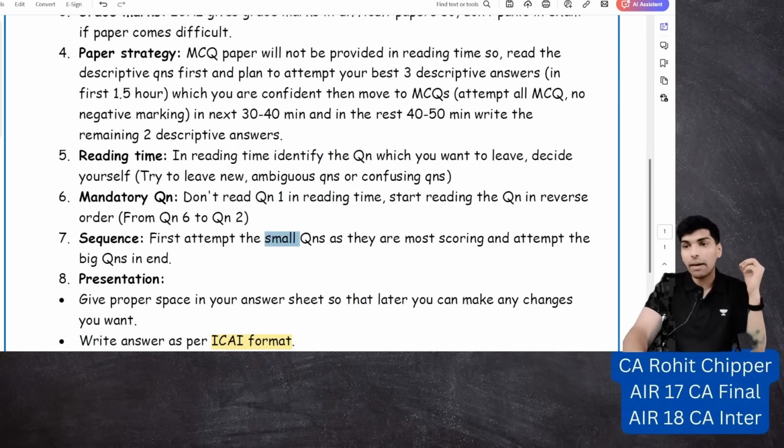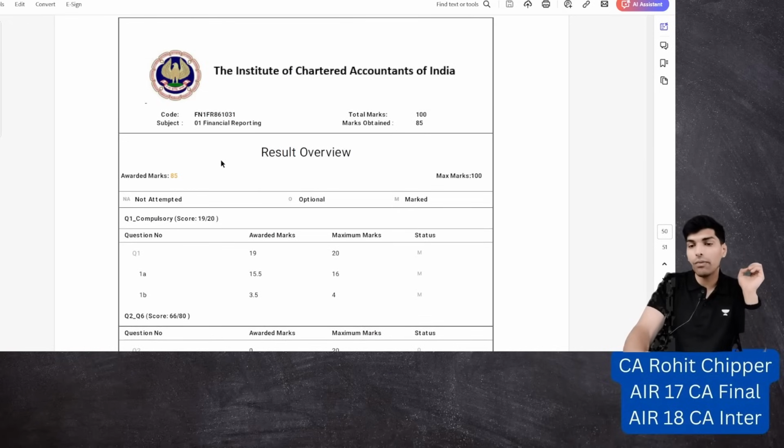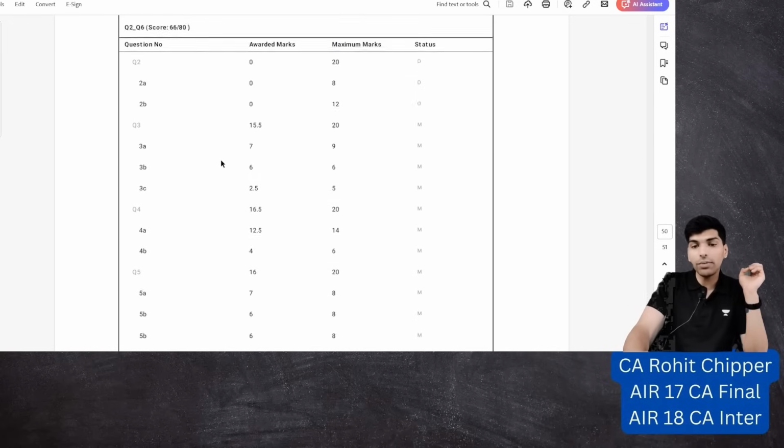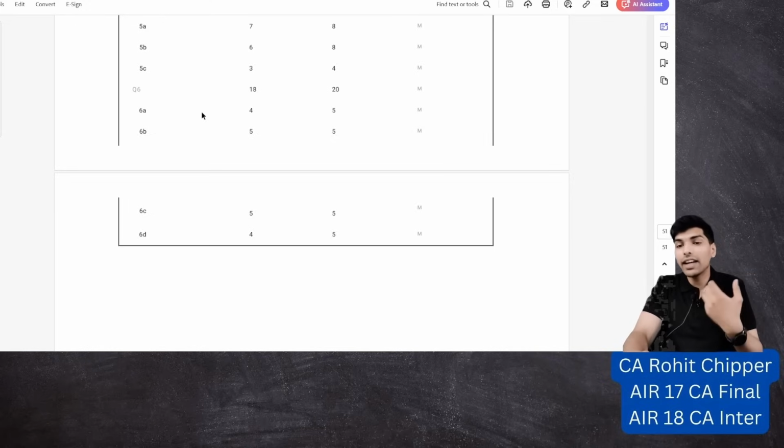If I show you an example, this is my financial reporting certified copy from CA final, and here also the maximum marks I got in the optional ones is in question number 6, which has 4 subparts. I also attempted it first because it has four subparts. It is very easy and I can quickly complete all the subparts.